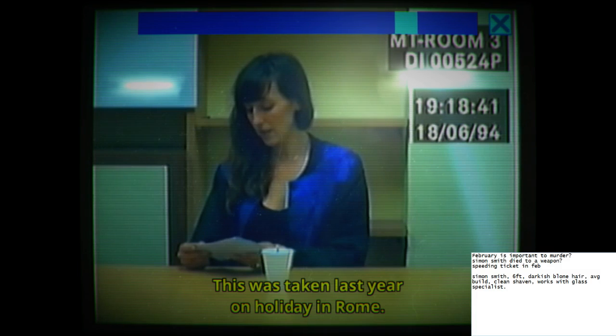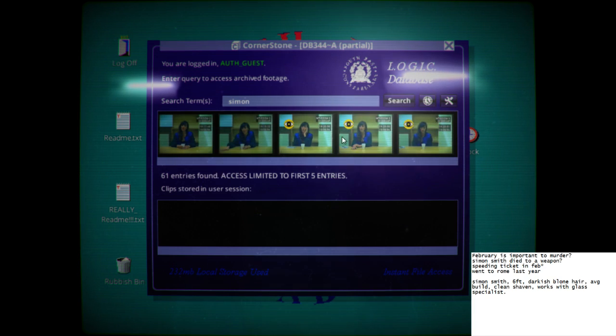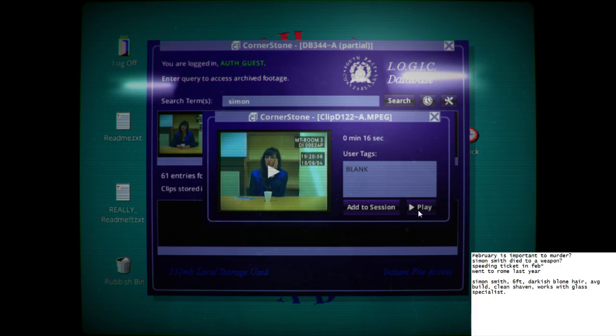Another photo is a spring photo. This was taken last year on holiday in Rome. So they went to Rome. Went to Rome last year. I'm going to put a star about the stuff that I'm pleased I've covered. Like, I don't think there's anything else I can ask her about the speeding ticket, but there is stuff I can ask her about Rome.